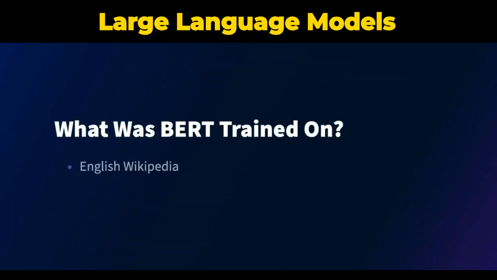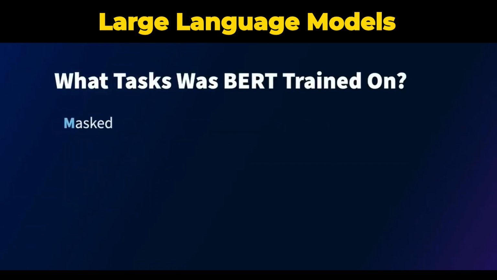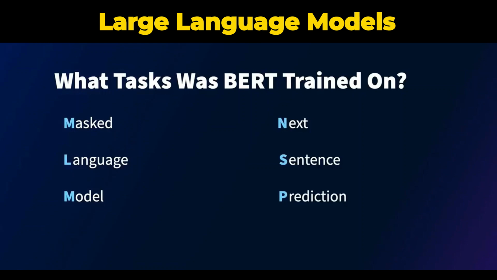BERT is around 110 million parameters and was trained on the English Wikipedia and the BooksCorpus, which is 11,000 books written by yet unpublished authors. And unlike text generation models like ChatGPT and GPT-4, which are trained to generate the next token, BERT is trained on two other tasks: masked language modeling, or MLM, and next sentence prediction, or NSP. The masked language modeling task requires BERT to predict a masked out word.